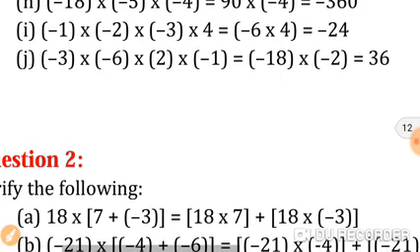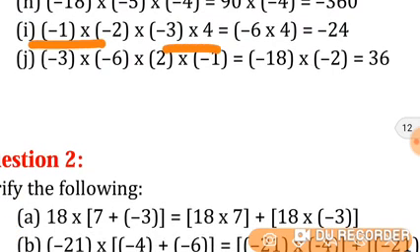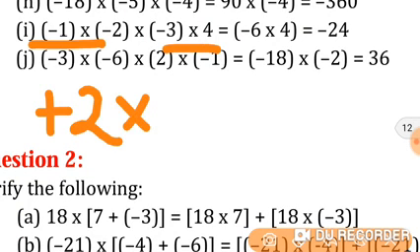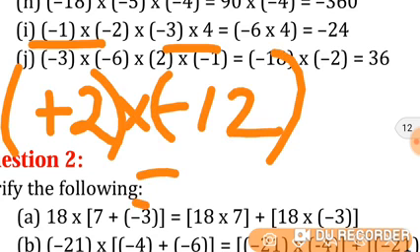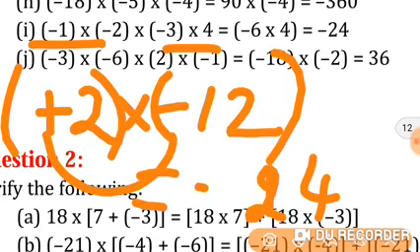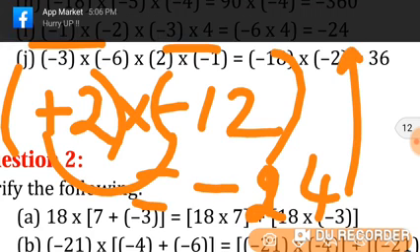Then I. So I can pair first 2, second 2, or first 3, second 3. 2 1s are 2. Minus into minus is plus. So 3 4s are 12. Plus into minus is minus. Okay. Put the bracket, then it cannot get confusing. 2 12s are 24. Minus plus into minus is minus. So this is your answer.